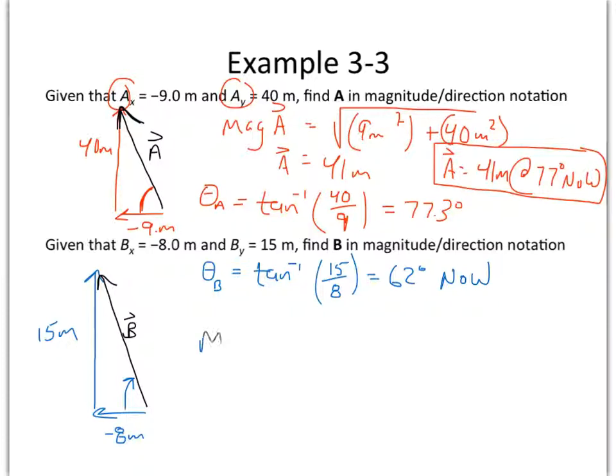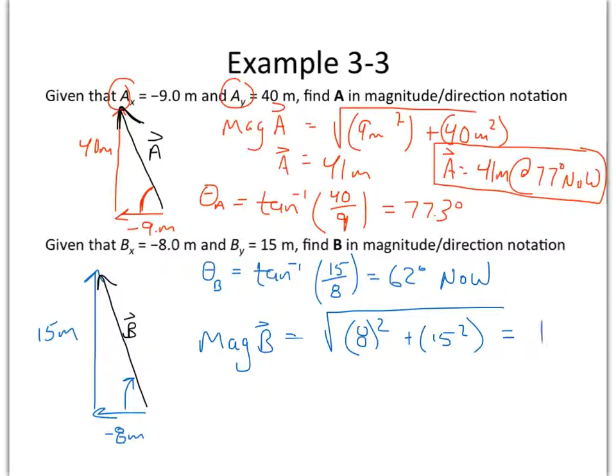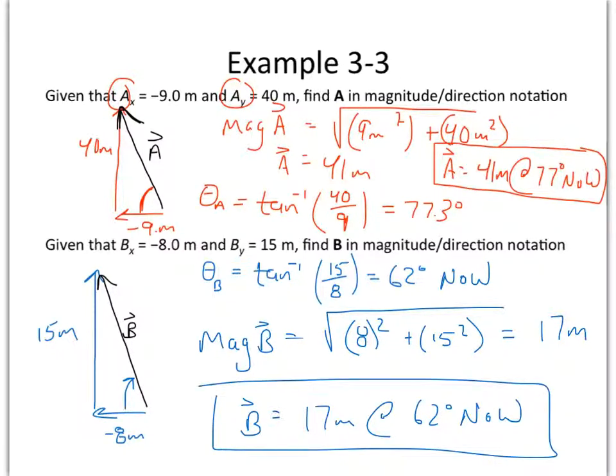All right, let's find the magnitude now. Magnitude for vector B is going to be what? It's going to be the square root. We're using the Pythagorean Theorem of the x squared plus the y squared. So 8 squared, I'm using the absolute value because the negatives don't matter because we're squaring them anyway. 8 squared plus 15 squared. I'm doing this on my calculator as we speak. Take it to the 1/2 power, we get 17 meters, and that's going to be our magnitude. So our full statement for vector B is going to be 17 meters at 62 degrees north of west. Box that up. That's going to be our final answer for vector B.